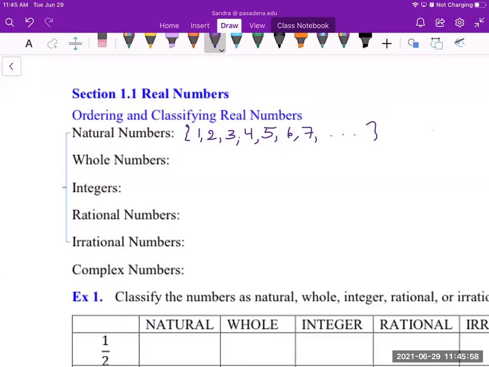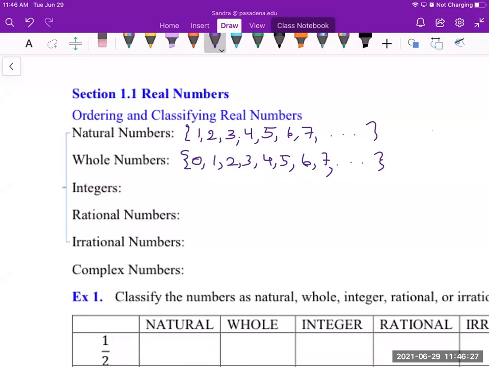Now, what are whole numbers? Well, whole numbers is we only add the zero in the front. Zero, then one, then two, then three, then four, and five, and six, and seven, and then we add three dots. We add the three dots just to let you know that the list continues forever. Add braces.